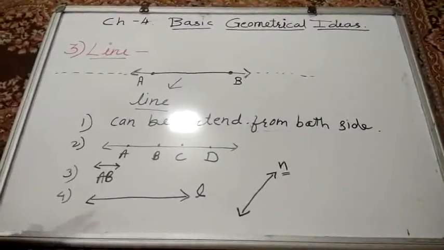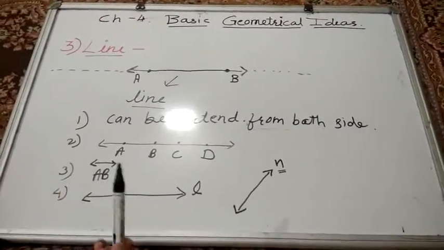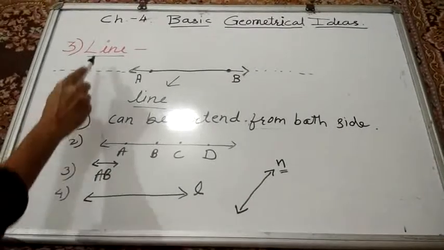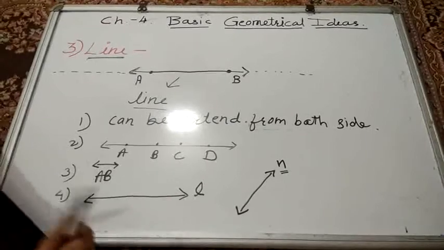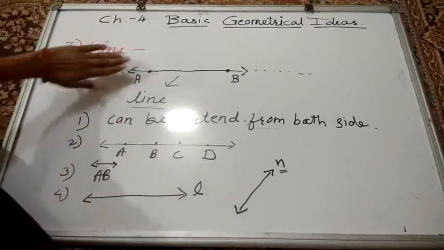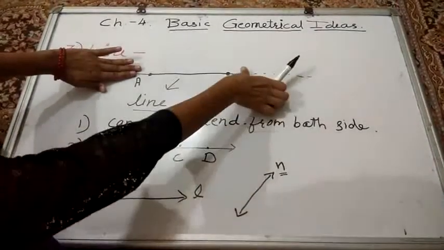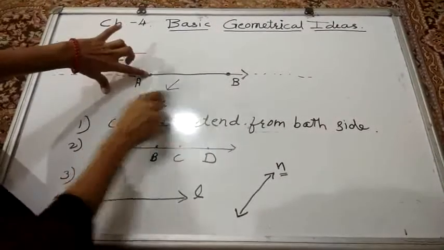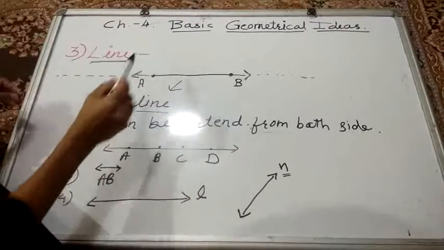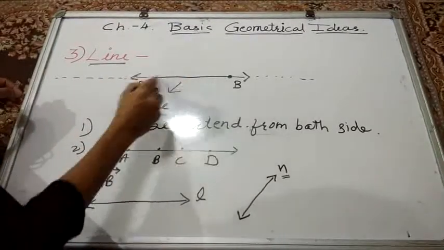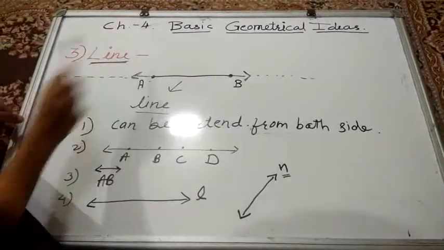And one more thing, this line segment is a part of the line. Line segment क्या होता है? Line का part होता है. How? अगर आपने ये arrow को हटा दिया, only observe from this point to this point. Is it a line segment? Yes. So this line segment is also part of the line.